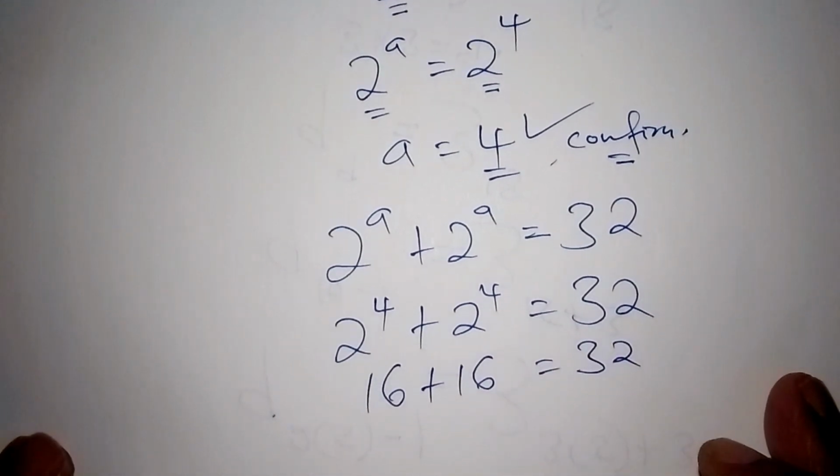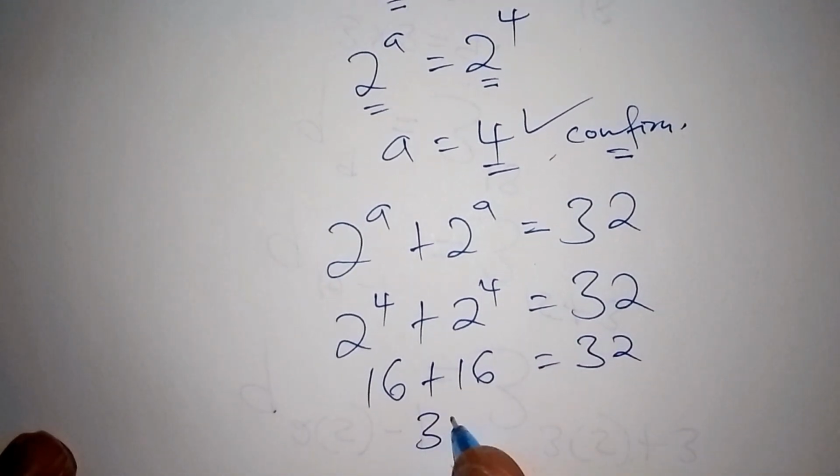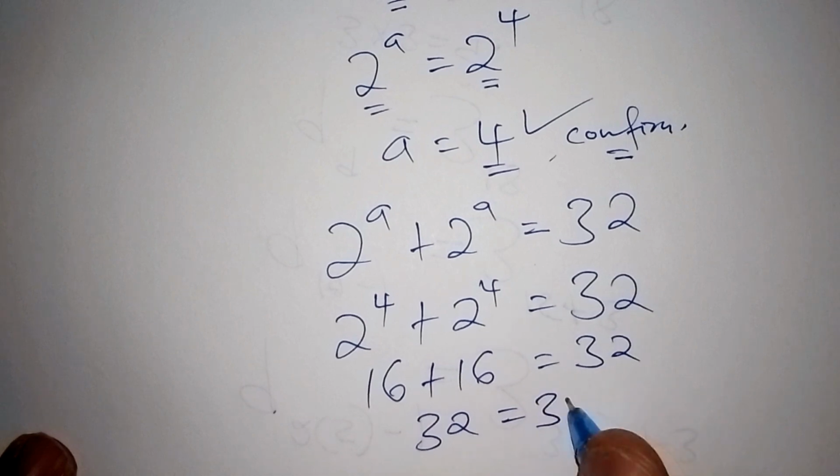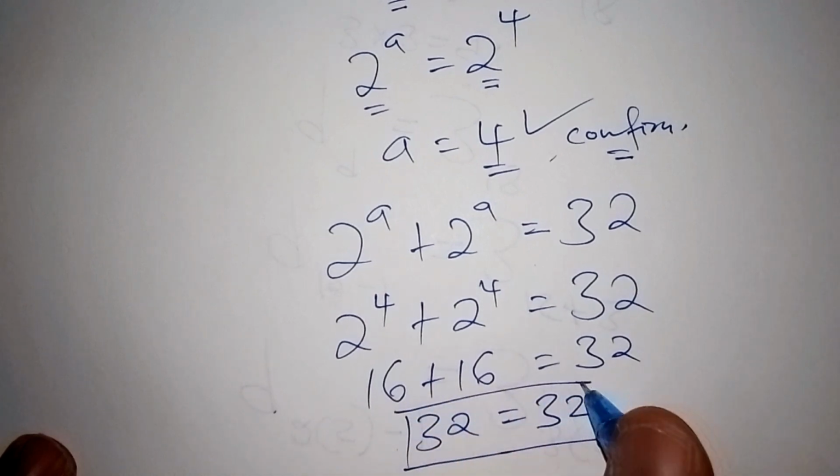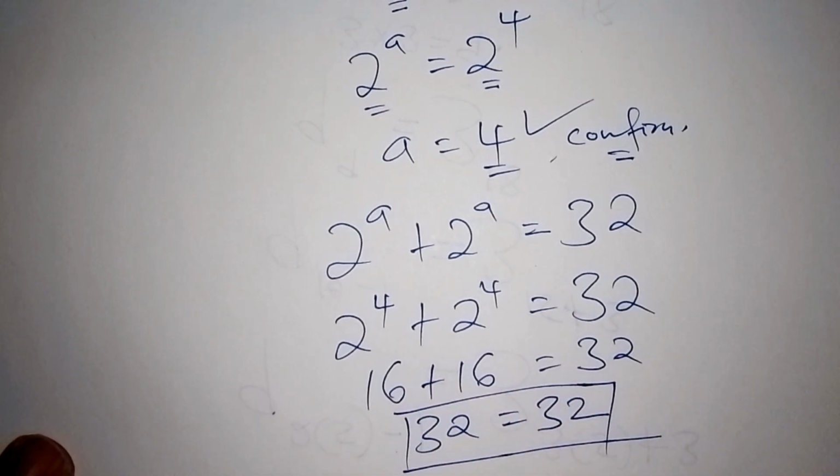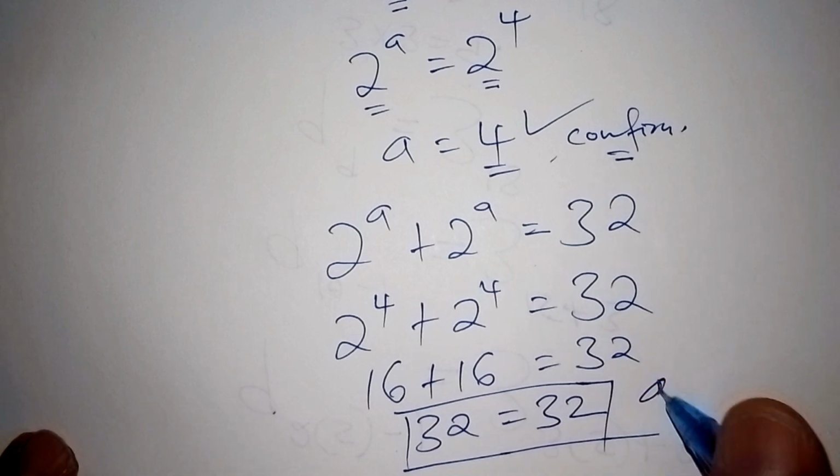So what is 16 plus 16? It is 32, equal to 32. So it means we are very correct when we say that our value for a is equal to 4.